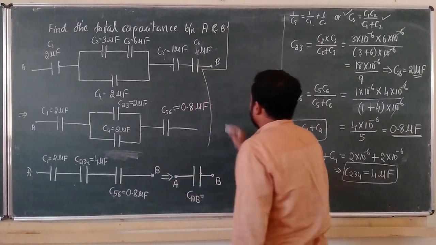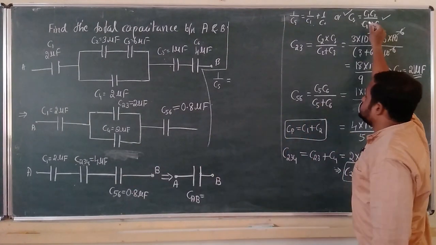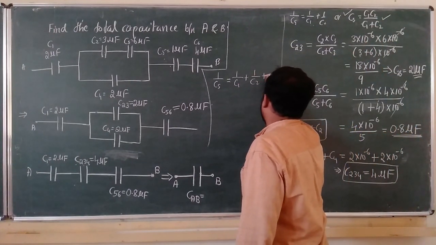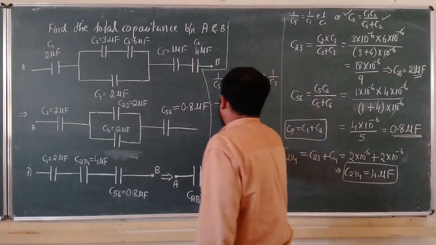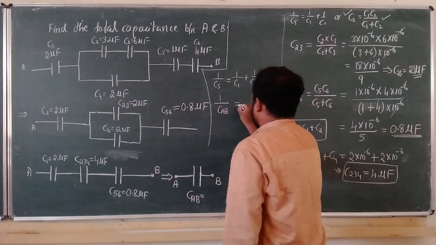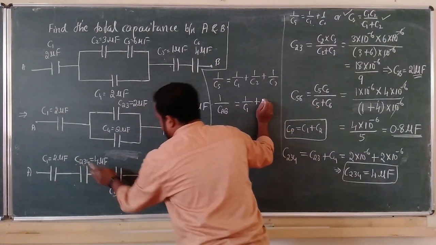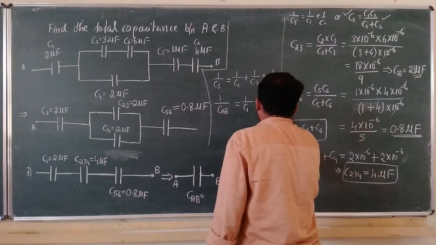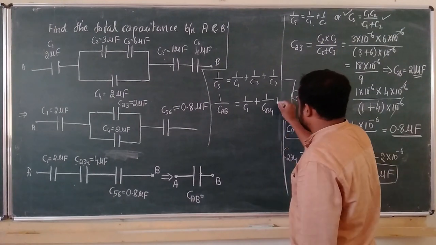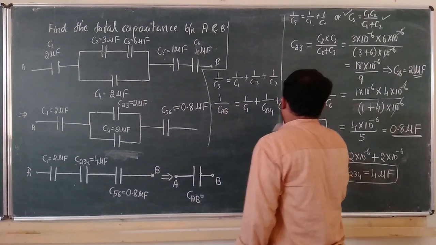Now we know that in series combinations 1 by Cs is equal to, now 3 capacitors are there, therefore it is not possible to use the two-capacitor equation. So 1 by Cs is equal to 1 by C1 plus 1 by C2 plus 1 by C3. Now we represent the effective value as CAB, the capacitance between A and B: 1 by CAB is equal to 1 by C1, the first capacitor, plus the second capacitor in the series combination, 1 by C234, and the last capacitor, 1 by C56.